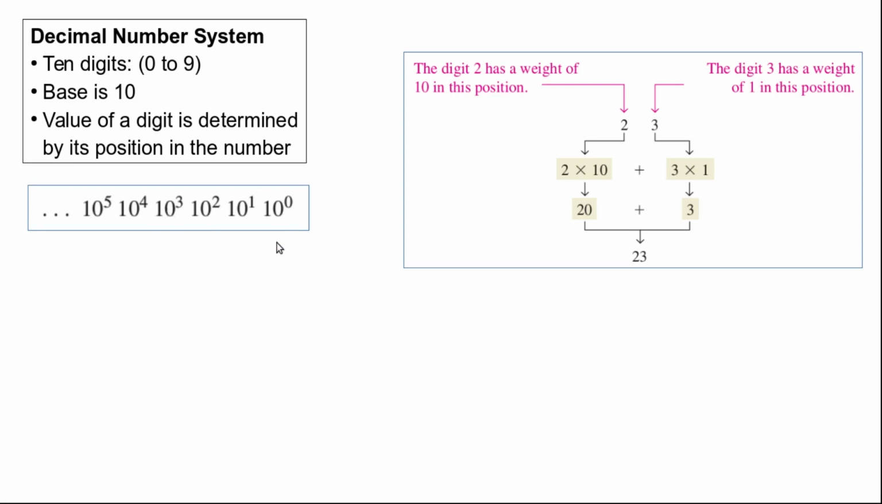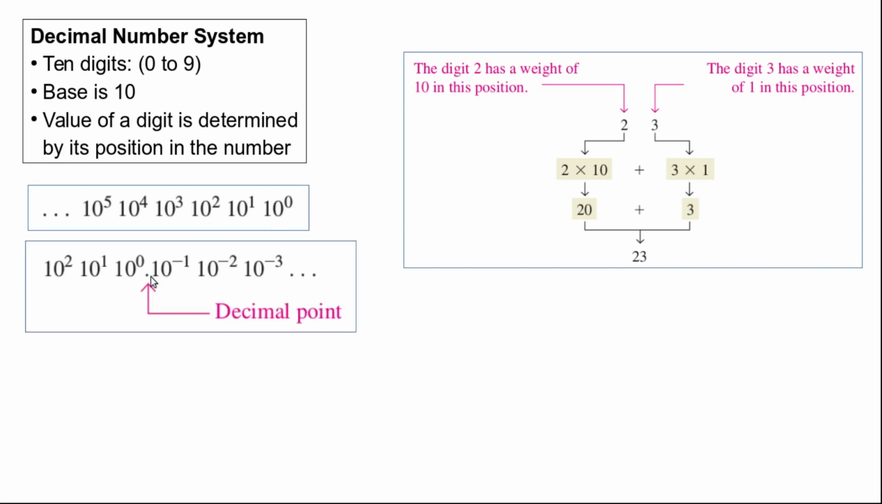So the positions have weights of 10 to the power 0, 10 to the power 1, 10 to the power 2, 10 to the power 3, and so on. As you can see, we are expressing the weights as powers of 10. That's why we say that the base of the decimal number system is 10.